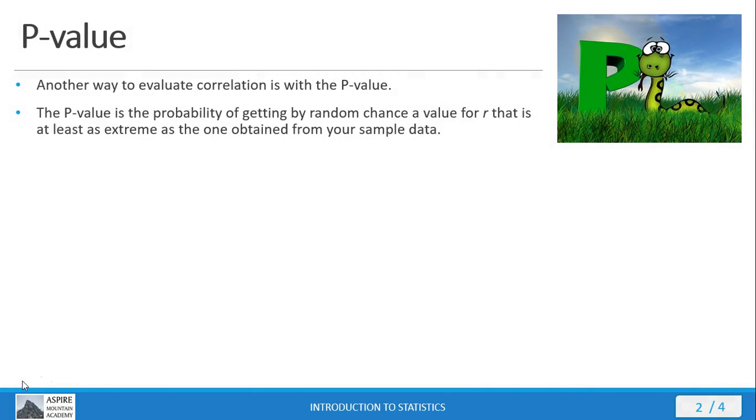In previous mini-lectures, we've used critical R values to evaluate claims of linear correlation between two variables in a data set. There's another way to go about supporting the claim of correlation, and that is with something called the p-value. Technically, the p-value is the probability of getting, by random chance, a value for R that is at least as extreme as the one obtained from your sample data.